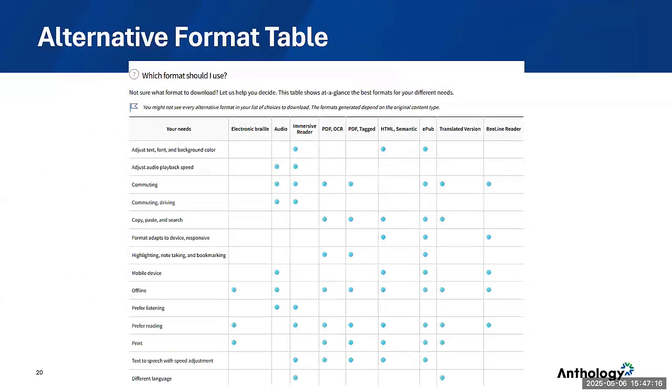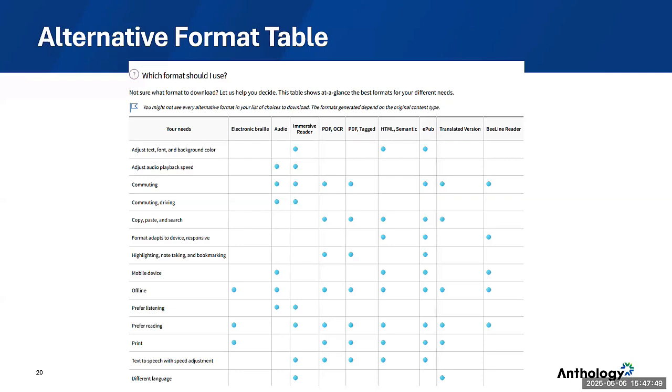Thank you. So this is a helpful table that I wanted to share, and I can put the link. This is really just coming from our support site for Ally, but we thought this would be helpful in terms of trying to demonstrate different use cases for different needs. This is a format table that is looking at the different types of alternative formats that we offer. Those are listed up at the top. You'll see electronic Braille, audio, immersive reader, and so on, going across the top horizontally.